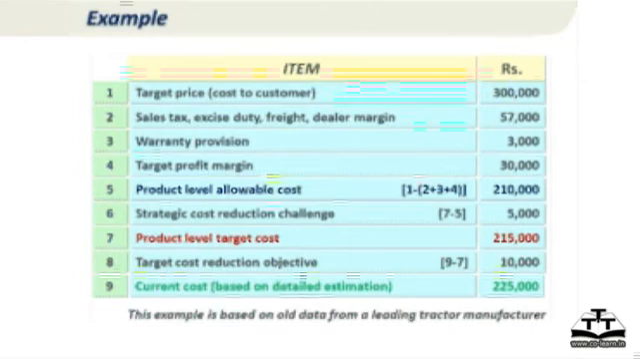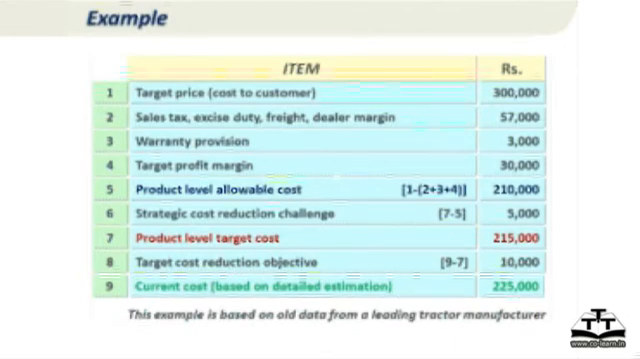And then they say, okay, we want to make 10% profit margin, which is 30,000 rupees. So if you subtract from 3 lakh, 30 plus 60, 90, you get an allowable cost of 2.1 lakh rupees. Then you go down to the 9th step and you say, okay, how much will it cost us if we do it by the current methods? It comes to 225,000 rupees, 2.25 lakhs.